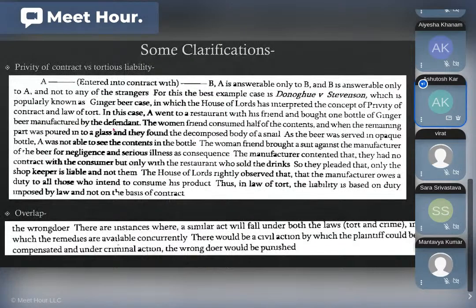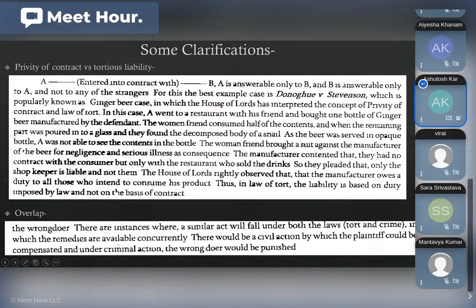So let's talk about a few more clarifications. Privity of contract versus tortious liability. I just talked about this, and we'll delve into this in a deeper form. A is someone who has entered into a contract with B. So A is answerable only to B, and B is answerable only to A, and not to any of the strangers. This is what privity of contract means. Contract is between two parties here. For this, the best example case is Donoghue versus Stevenson, which is popularly known as the ginger beer case.